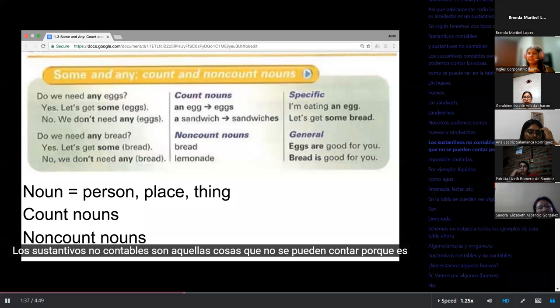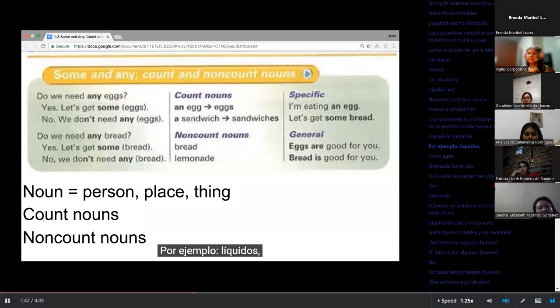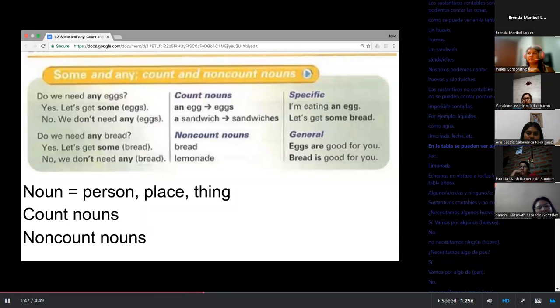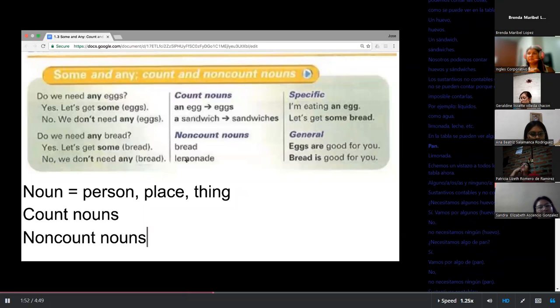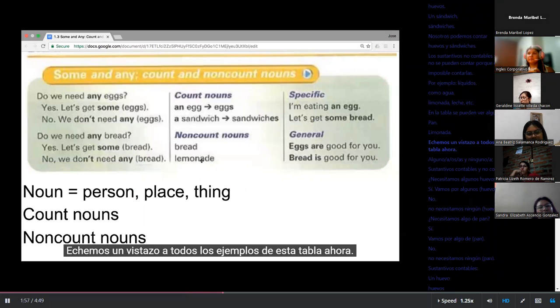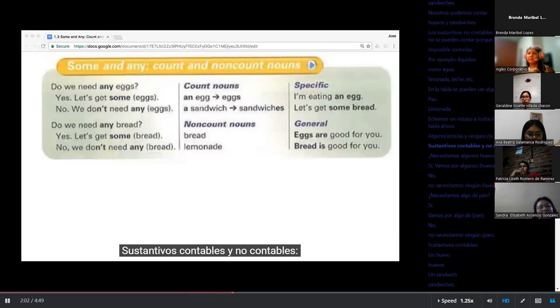Non-count nouns are those things that you can't count because it's impossible to count. For example, liquids such as water, lemonade, milk, etc. On the chart, you can see a couple of examples. Bread, lemonade. Let's take a look at all the examples on this chart. Some and any. Count and non-count nouns.